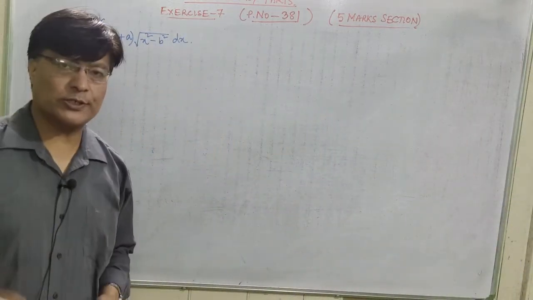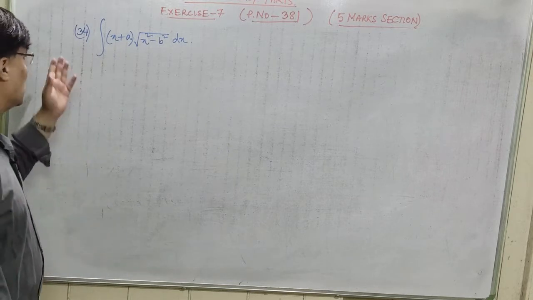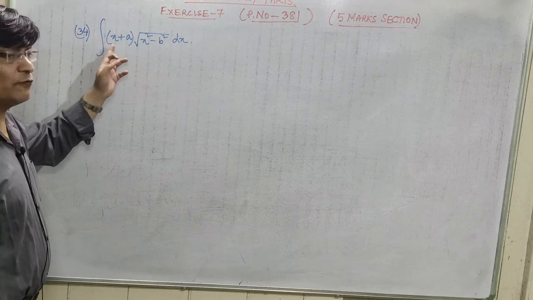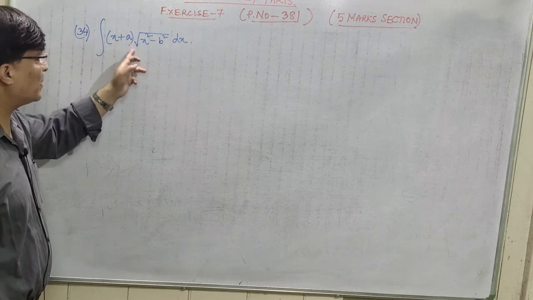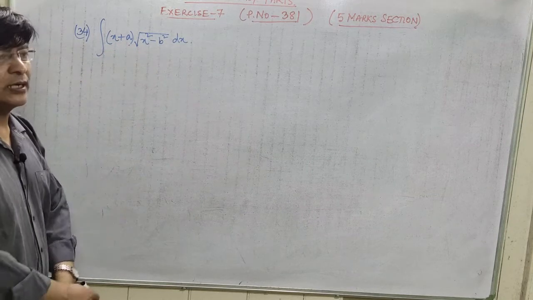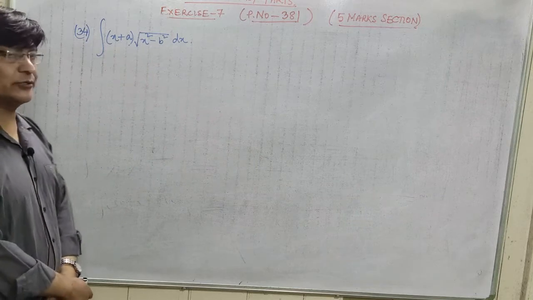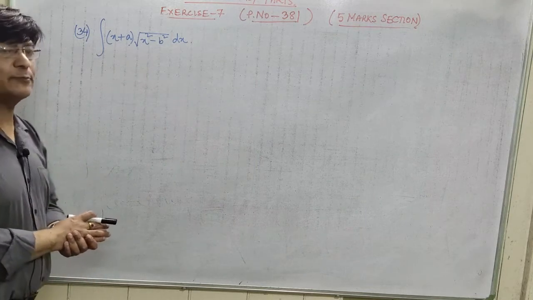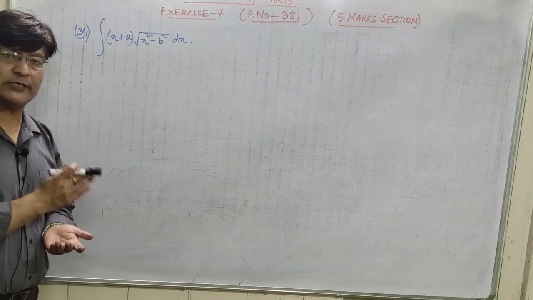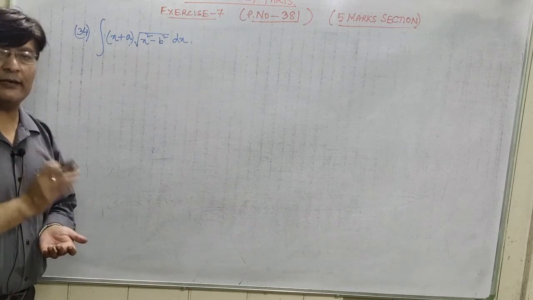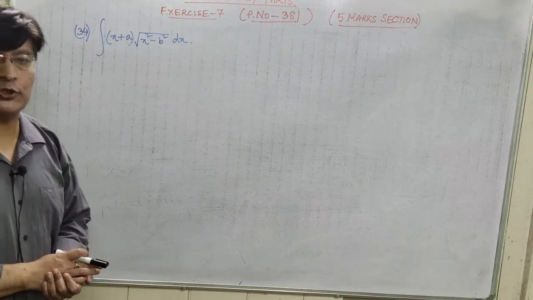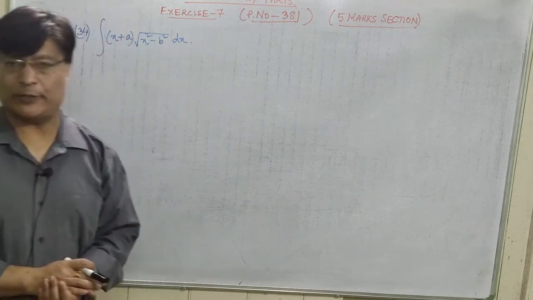So now we'll do the next question, that is question number 34. So this is quite a different type of problem here. It is given integral of within bracket x plus a, bracket close, and within square root there is x square minus b square dx. So outside the square root there is expression within bracket x plus a. Here the highest power of x is 1. This is known as linear expression in x. But within square root the highest power of x is 2. That is your quadratic expression.